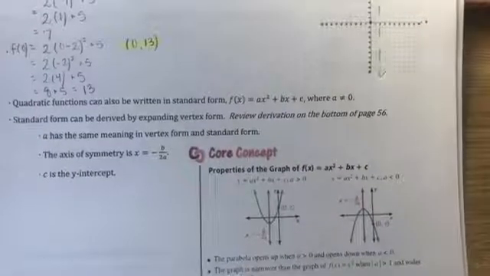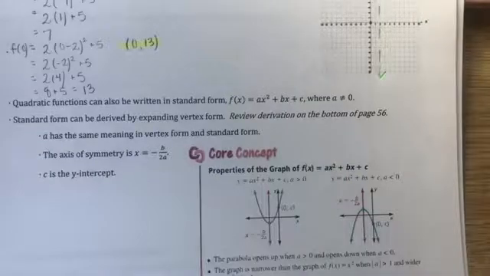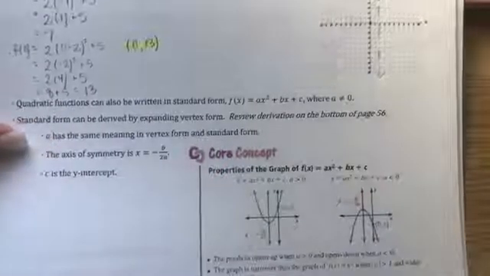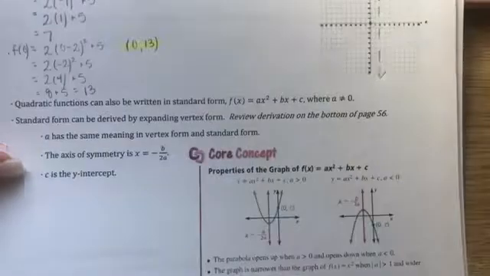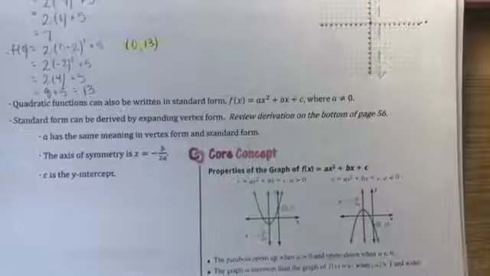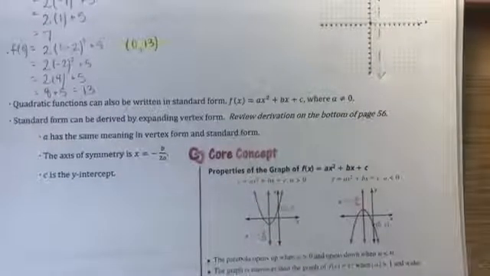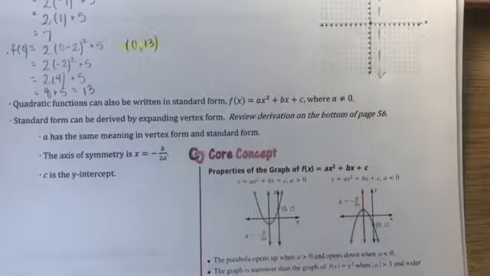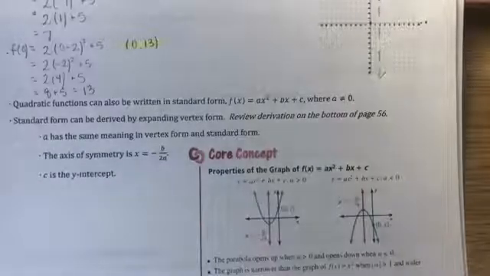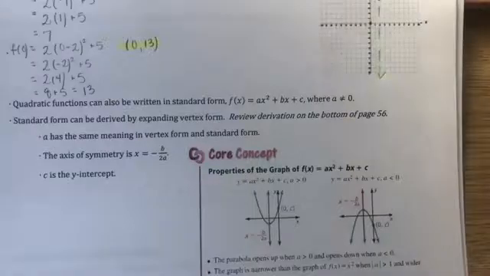So a in standard form, the coefficient of x squared, has the same meaning as in vertex form, so it still means there's a stretch. And then the axis of symmetry is x equals negative b over 2a, and c is the y-intercept. So this is where, to me, it feels a little bit like memorizing, like when you first look at the notes, but it doesn't have to be. A lot of it is very logical, or if you look at a graph, you can figure out certain points from the graph.